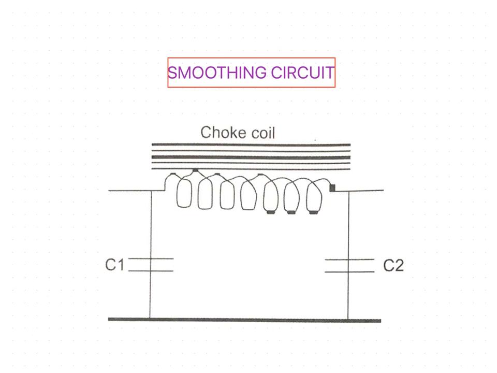Now we will see the construction of this smoothing circuit. The circuit normally consists of one or two condensers wired in parallel to the output circuit, and a choke coil in series. So here the connection is there. C1 and C2 are connected parallel to the output circuit, and the choke coil is connected in series with the circuit.